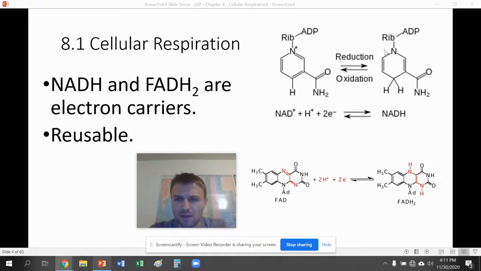So don't get tripped up on the structure here. The structure really doesn't mean anything to us. I'm just showing you here that we're going to gain 2 electrons and hydrogens for FAD going to FADH₂ and NAD going to NADH. Again, there's a long name. I think it's like nicotinamide adenine dinucleotide or something like that. Don't get tripped up on this stuff. NAD is just an electron carrier. That's all you need to know.